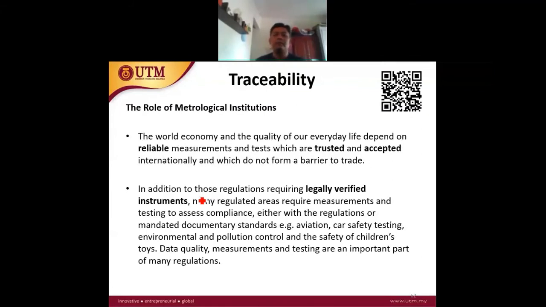So the whole economy and the quality of our everyday life depend on the reliability of measurement, and tests which are trusted and accepted internationally do not form a barrier to trade. Especially if you want to do trading, we must have agreed to use the same standard of measurement. So the word is interchangeability.